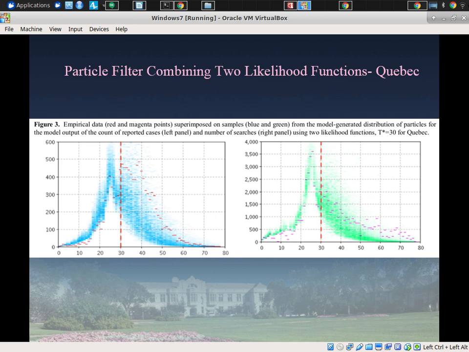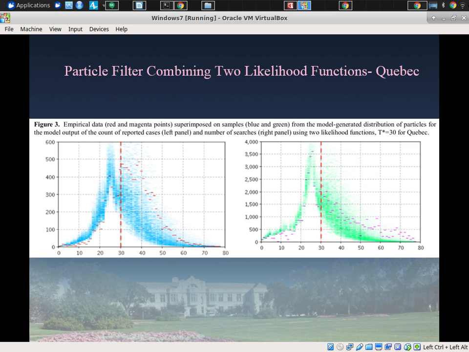Same thing with Quebec. Consider Quebec with two likelihood functions. And look, okay, it's not great for clinical cases, but it again captures the overall sweep down. With a bit of tuning by Xiaoyan, I think it would be in good shape. Search data, it's not too bad. Compare this with the case of just clinical data. So here we're predicting clinical data using search data together with clinical data. Let's compare this with what our expectations are using just clinical data, no search data.